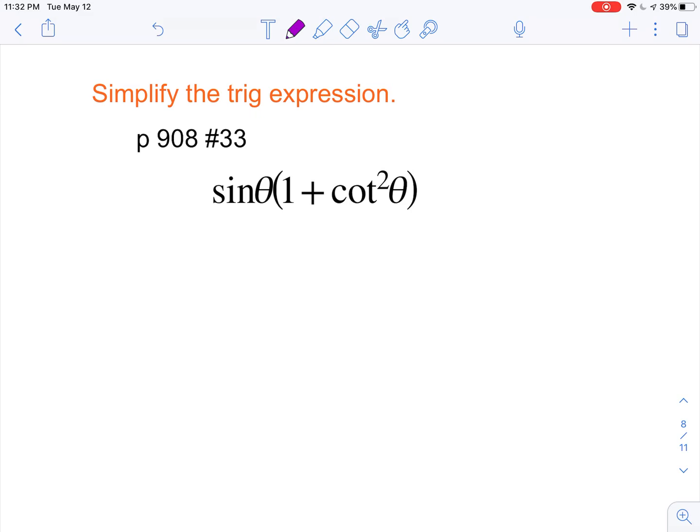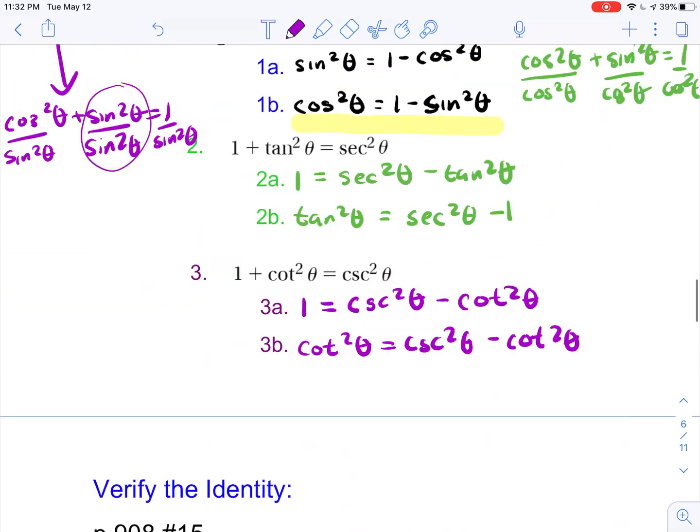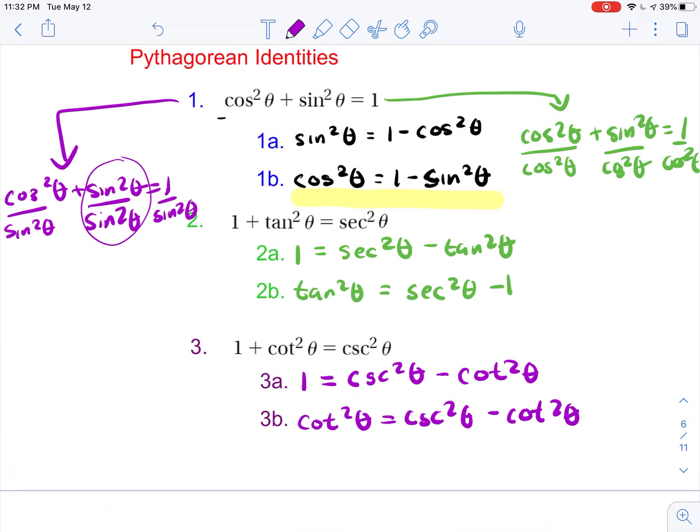Okay, let's take it a step further. Simplifying without knowing where we need to be. What substitutions can I make? Well, I see a 1 plus, so that should be telling me Pythagorean identity. So we go to our Pythagorean identity checklist. Where do I see this question? Well, 1 plus cotangent.